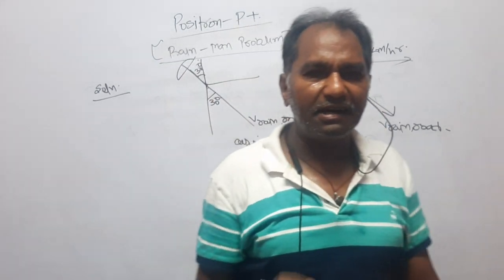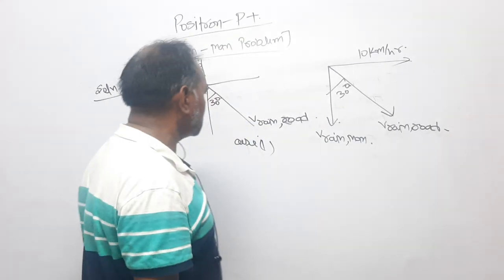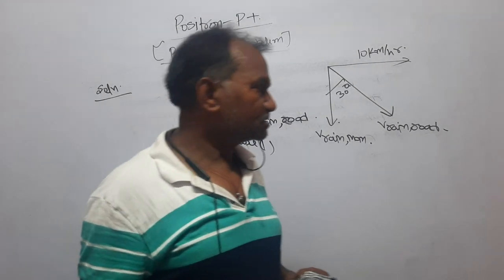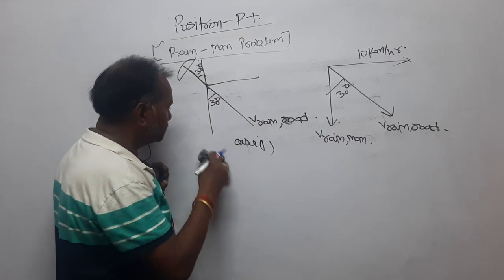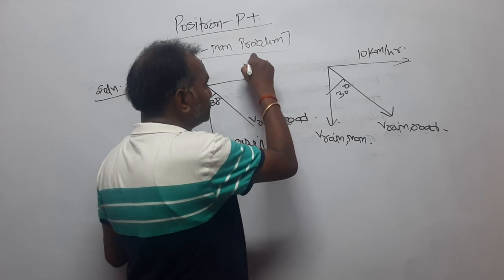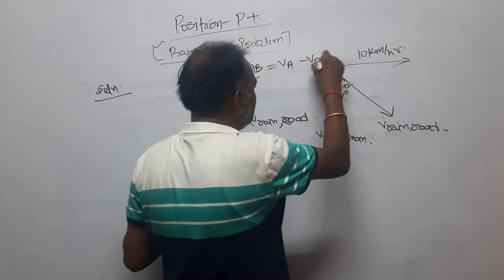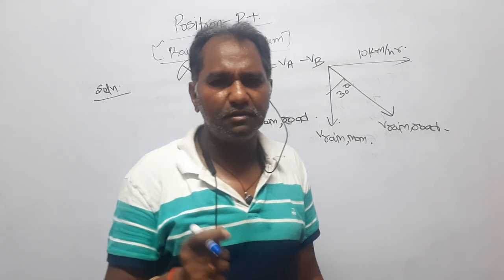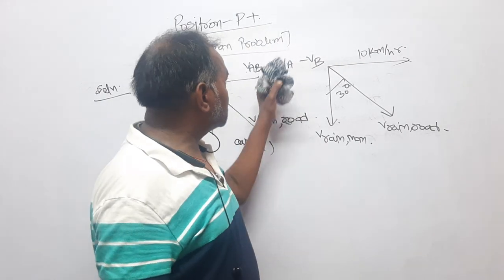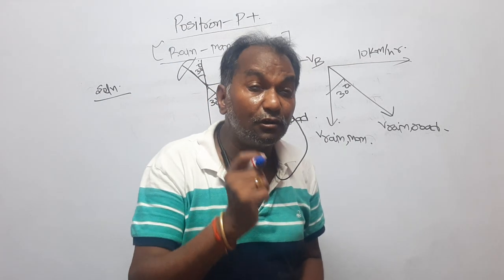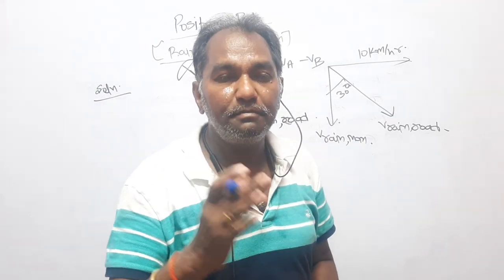The first kind of solution I am completely following from S.C. Verma sir, how he solves the problem. A very basic thing I would like to tell you: the velocity of A with respect to B is equal to VA minus VB. In my first video I discussed that the velocity of A with respect to B means the velocity of A when B is at rest.